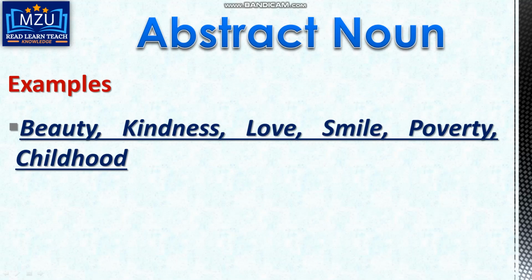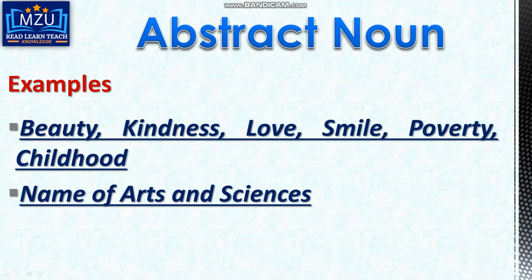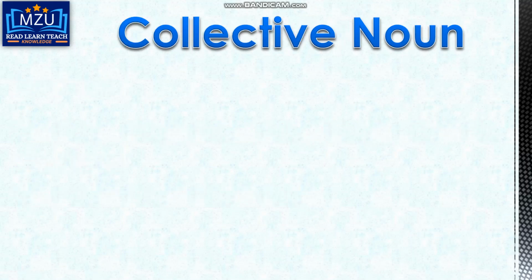Now here beauty and kindness, these both are quality. So these are names of quality, so these are abstract nouns. Similarly, love and smile are names of action. They are not concrete, they are just actions. So both love and smile are abstract nouns. Poverty and childhood are names of status, so both are abstract nouns. Similarly, names of arts and sciences are abstract nouns, such as grammar, English, Urdu, chemistry, physics. These are all abstract nouns.